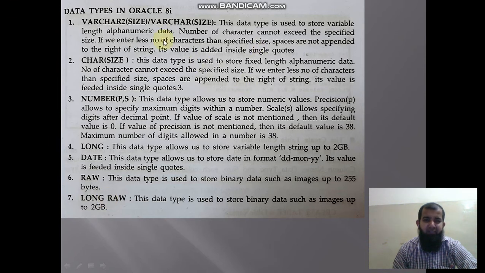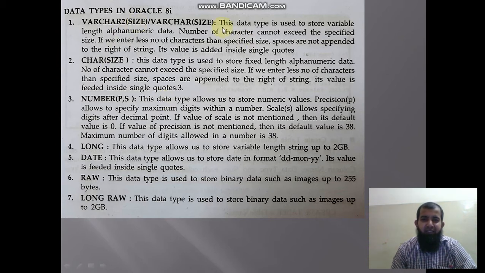First one, varchar2 in bracket size. Size means the number of characters. Varchar2 data type is used to store letters, characters, or a combination of letters and numbers. Size means number of characters.